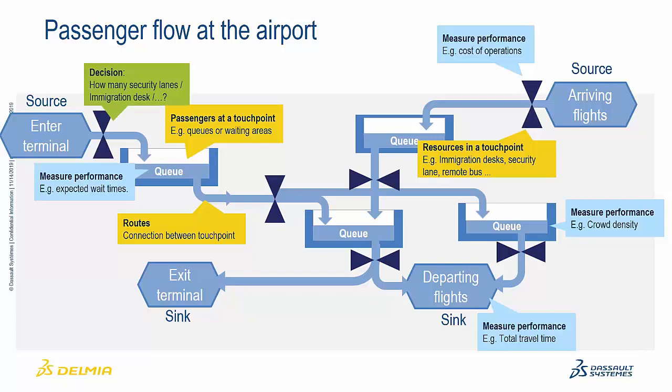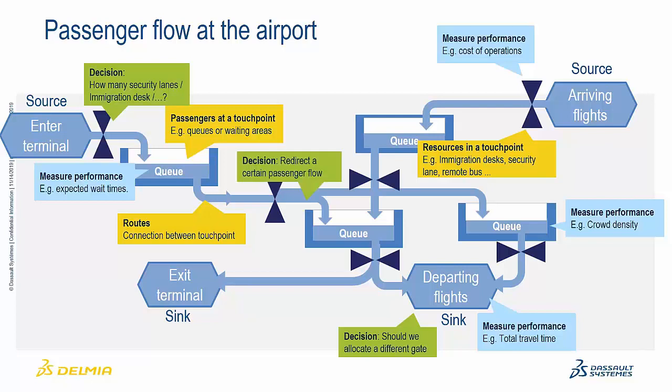And once we have these measurements in place, we can then start to make decisions. How many security lanes should I open? How many immigration desks should I staff? Should we maybe reallocate a flight to a different gate such that I redirect the flow of a certain group of passengers to another area of the airport?